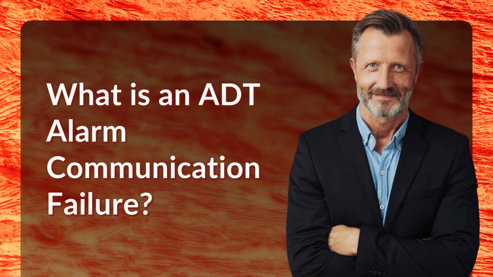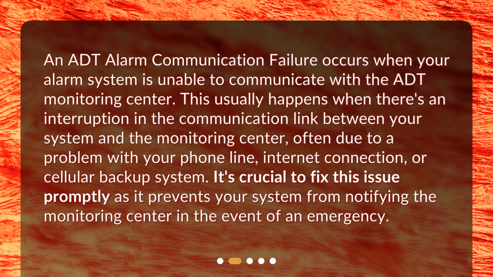What is an ADT alarm communication failure? An ADT alarm communication failure occurs when your alarm system is unable to communicate with the ADT monitoring center. This usually happens when there's an interruption in the communication link between your system and the monitoring center, often due to a problem with your phone line, internet connection, or cellular backup system. It's crucial to fix this issue promptly as it prevents your system from notifying the monitoring center in the event of an emergency.